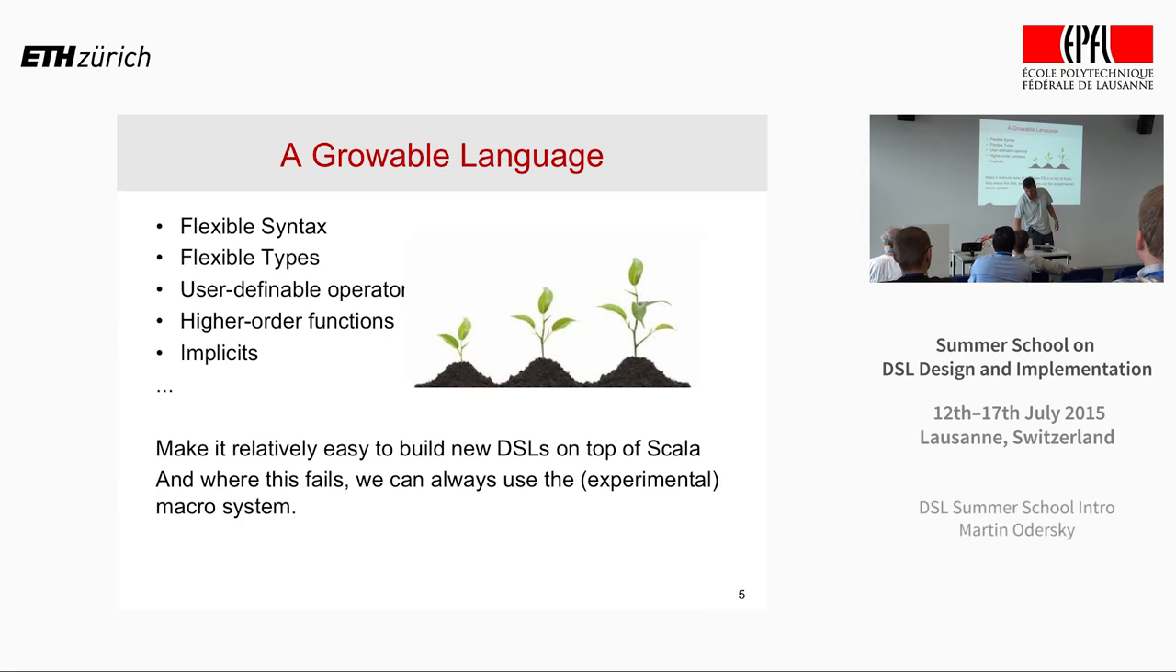So for the internal DSL, Scala is quite useful because it has a very flexible syntax. So it means you can mold your syntax the way you would like it to be in your DSLs. It has a very flexible type system. So it means you can use types for quite a lot of things that you want to express in your DSLs. It has user-definable operations. So you can have user-definable operators in your DSLs, higher-order functions, implicits, and so on. So it makes it relatively easy to build a new DSL on top of Scala. And where this fails, you can always use the still experimental macro system.